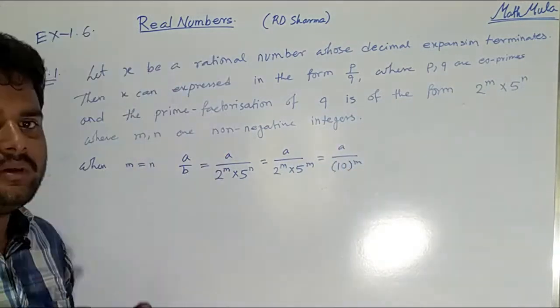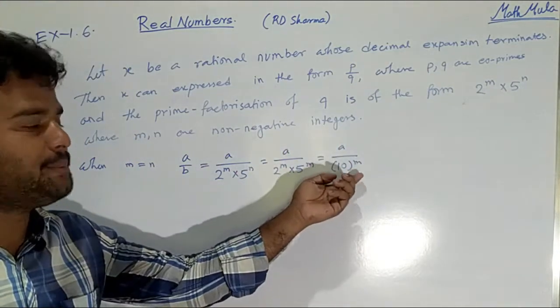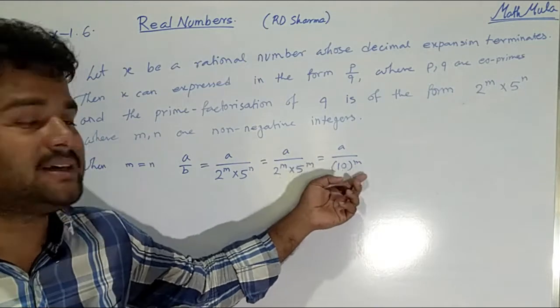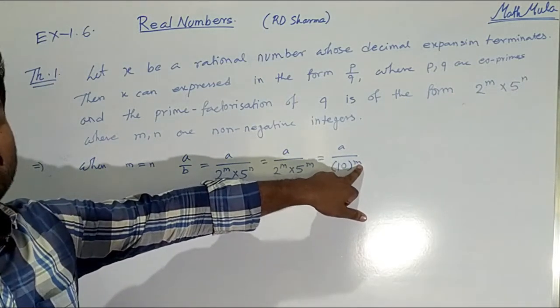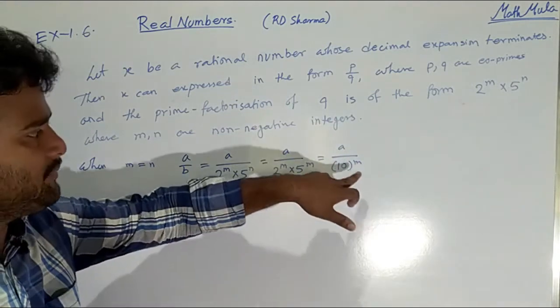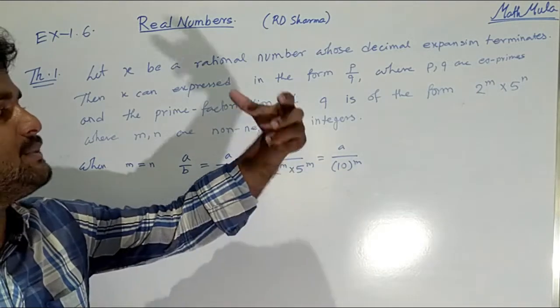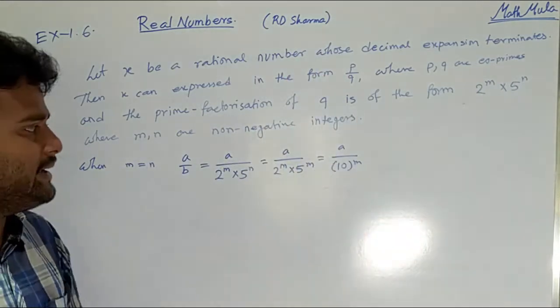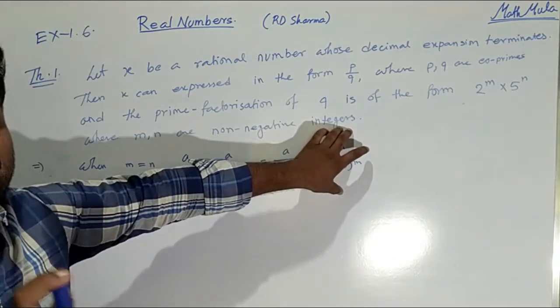Now if we divide any integer by a power of 10, then it must be a terminating decimal number. If the value of m is 10, that means the decimal places will be 10. If the value of m is 1000, that means the decimal places will be 1000. That means the number will be a terminating decimal number.